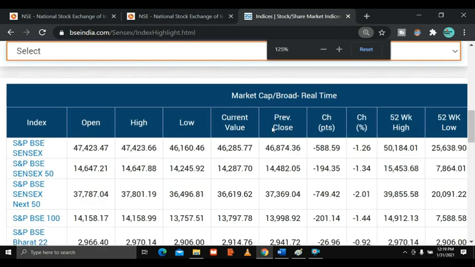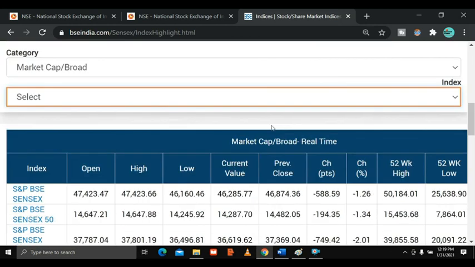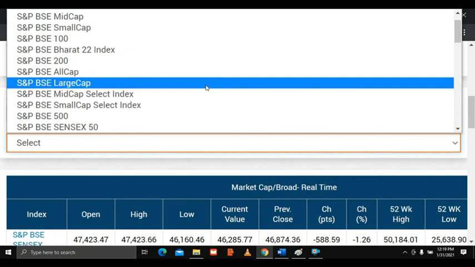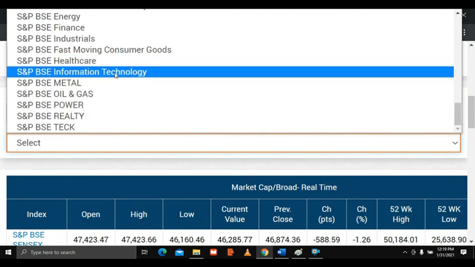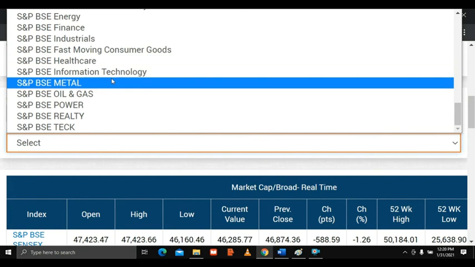So I'm going to zoom out, so let me select that. Look at this. These are all the different indices in the Bombay Stock Exchange. I'm telling you, Sensex is not the only index in BSE. There are other indices also available. That's what I'm showing you here.